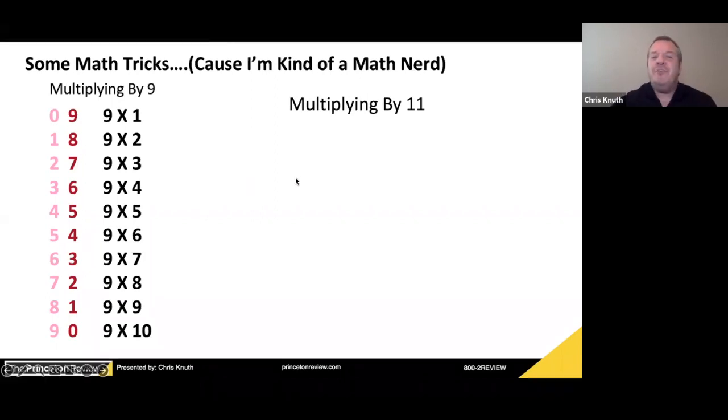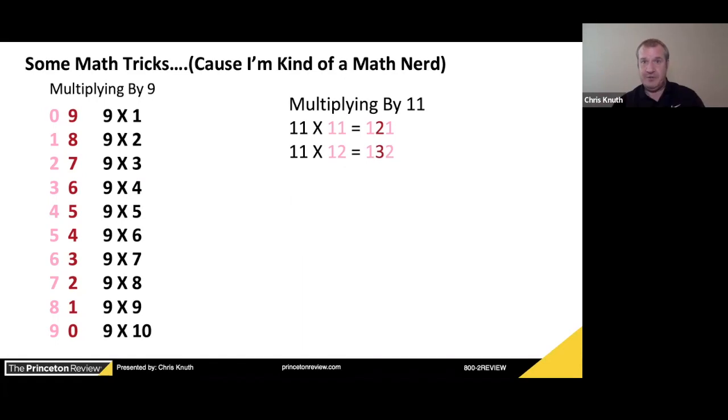Multiplying by 11, I'm going to start simple. Think about 11 times 11 without the calculator. More than likely you got 121. That's one of the ones we memorize early in life. But what I want to point out is that 11 times 11 is 121 because it starts in 1, ends in 1, and the middle number is 1 plus 1. So 11 times 12 should be 132, because it starts in 1, ends in 2, and the middle number is 1 plus 2, or 3.